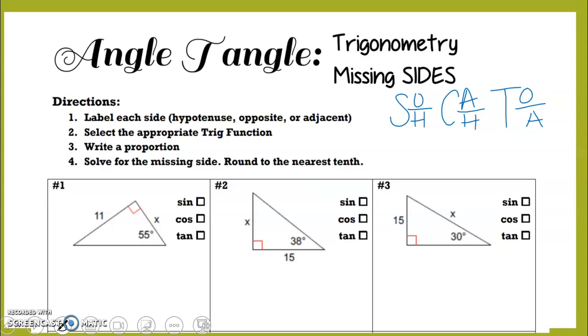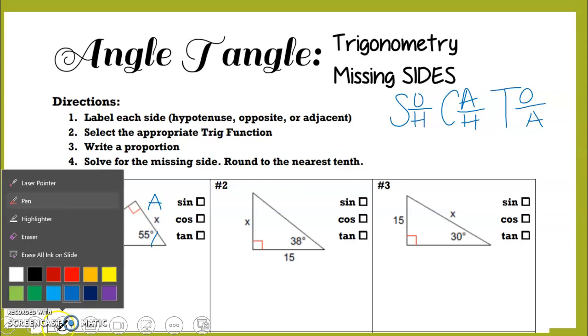So in each problem you are given an angle. This angle, 55 degrees, is your reference angle. Now, you only need to label two of the sides. Label the side that you are looking for and label the side that you already know. So we know that this side is 11 and that is opposite to the reference angle. We're looking for x and that side is adjacent to the reference angle.